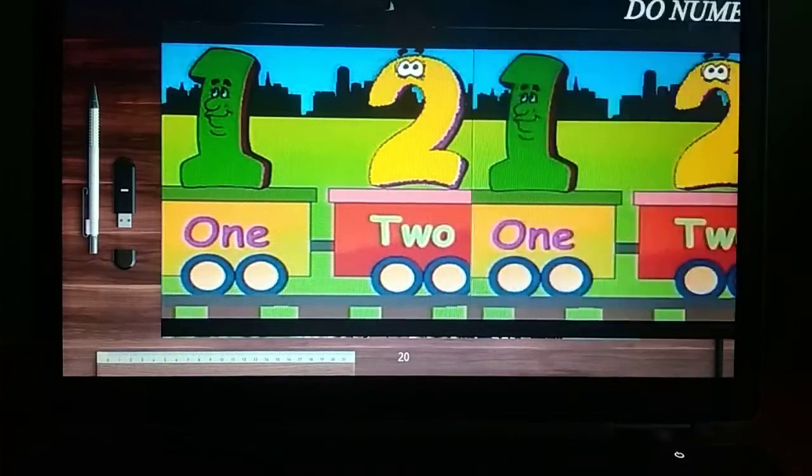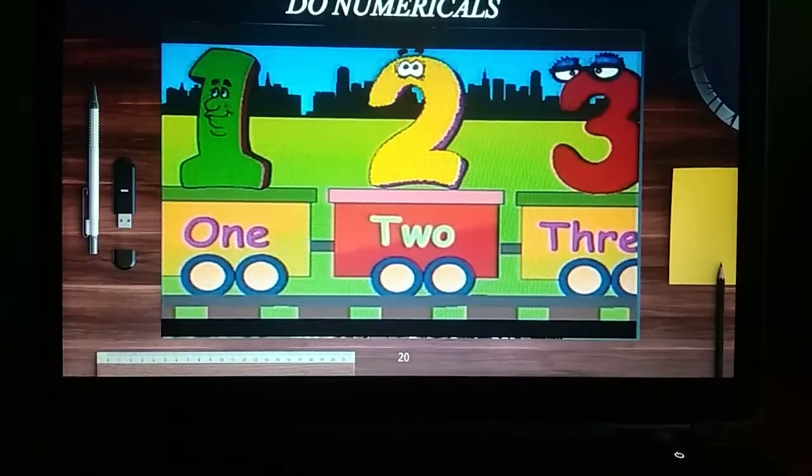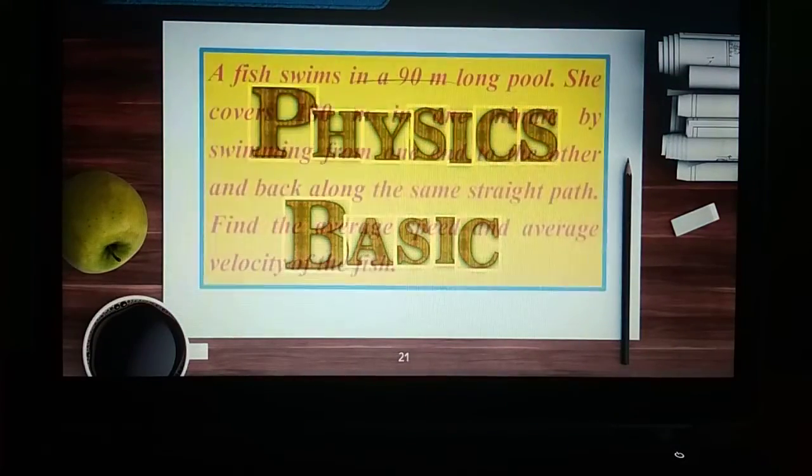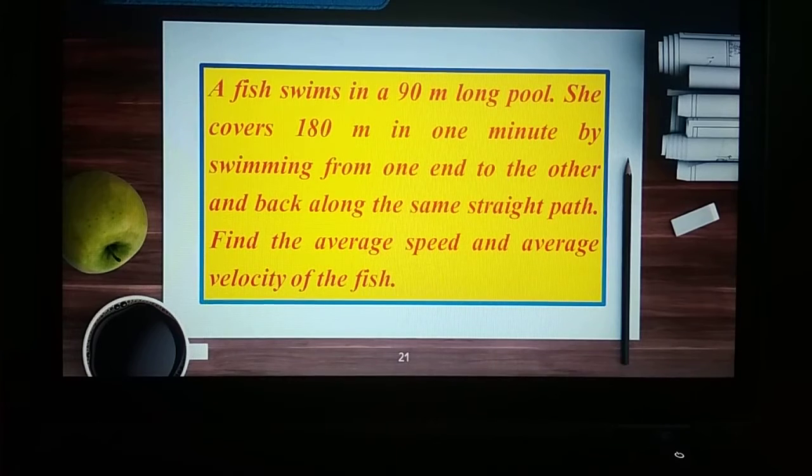Now do some numericals. First numerical is, a fish swims in a 90-meter long pool. She covers 180 meter in 1 minute by swimming from one end to the other and back along the same straight path. Now you have to find the average speed and average velocity of the fish.